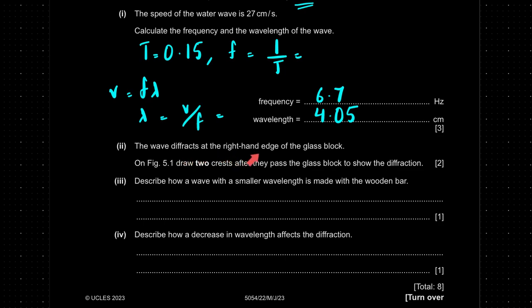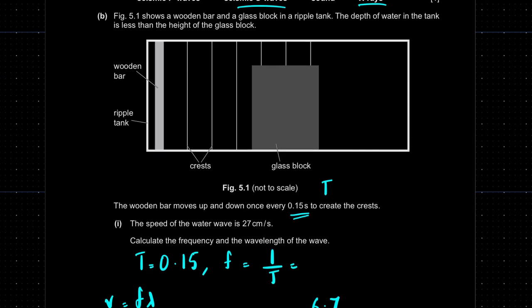The wave diffracts at the right hand edge of the glass block. On 5.1, draw two crests after they pass the glass block to show the diffraction. So we have to draw two crests. Remember that diffraction causes them to bend. Also remember that diffraction does not have any effect on the wavelength, so approximately how much this distance is should also be how much this distance is. Again, as stated previously, if you feel like your diagram is not reflecting this very clearly, just label it explicitly.